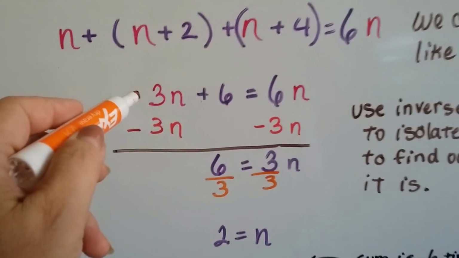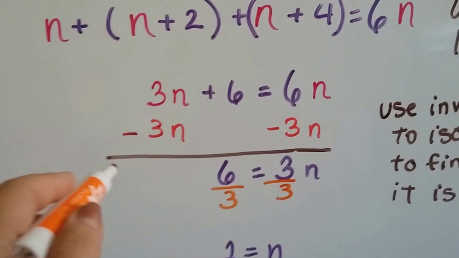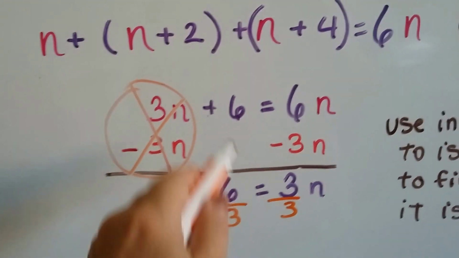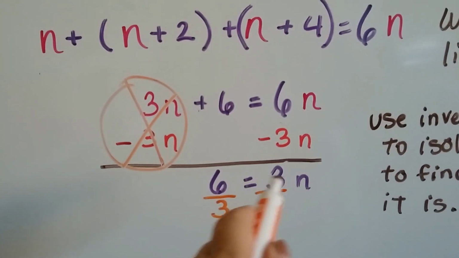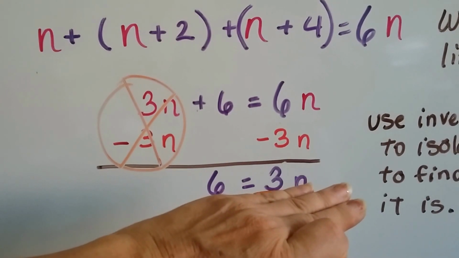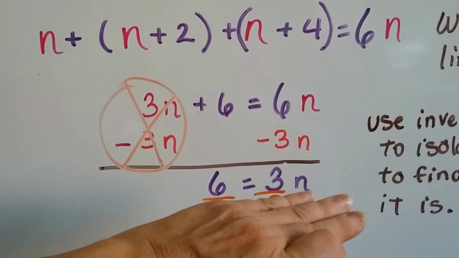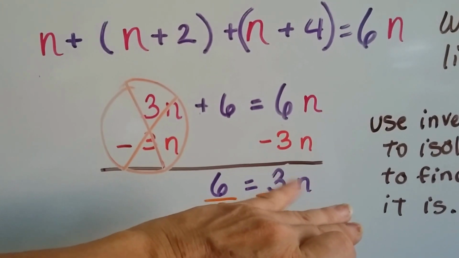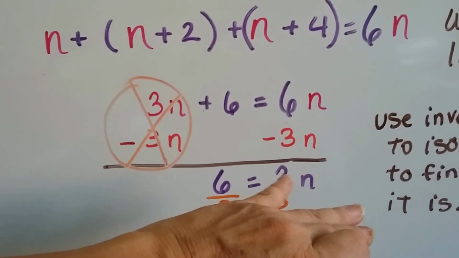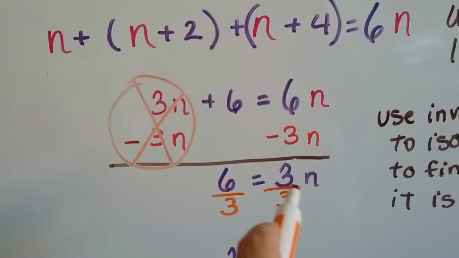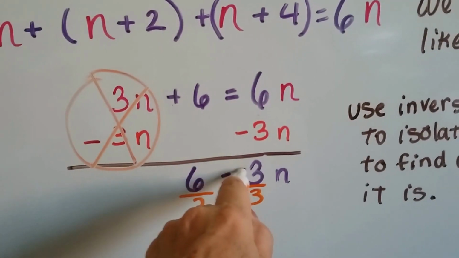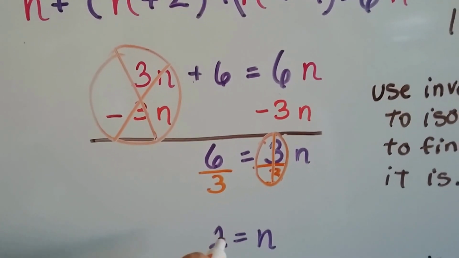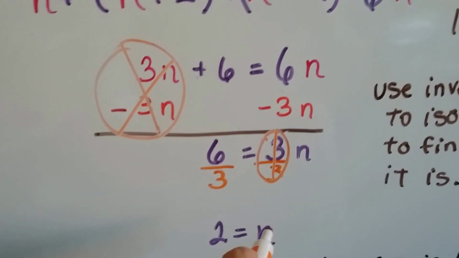Because this is a positive 3n, we can take away 3n, and that's going to create that 0 pair, isn't it? Now our equation says 6 equals 3n, because 6n take away 3n is 3n. See, we took it away from both sides. Now because 3n is a multiplication problem, the inverse of that would be division, so we divide both sides by the 3. That creates our friend, the invisible 1. And 6 divided by 3 is 2. We know n is 2.